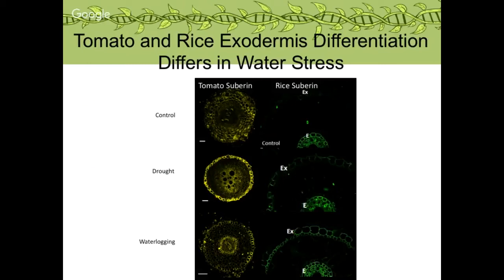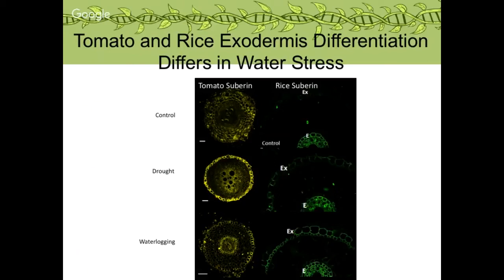We're further able to compare these changes between different species. Here you see suberin deposition in tomato and rice. You can see, again, the huge accumulation in the exodermis in response to drought, but a very small amount of deposition in rice. And then if you compare this again to waterlogging, we see deposition in the exodermis layer as well as the underlying cortical layer.